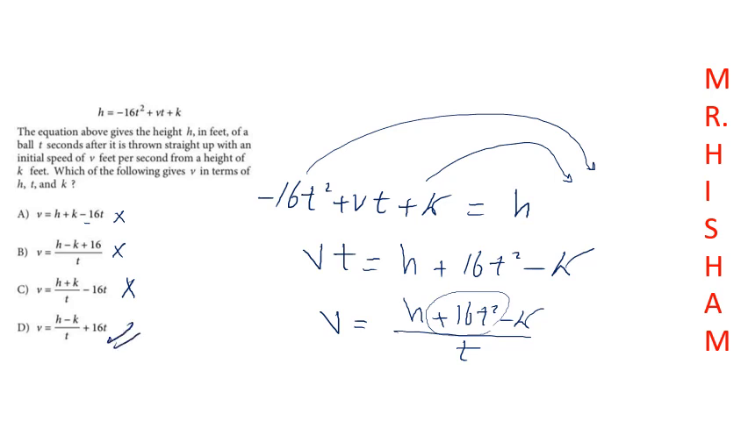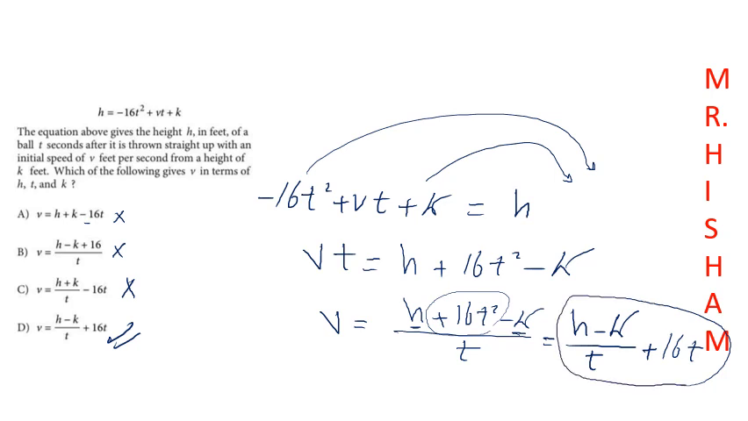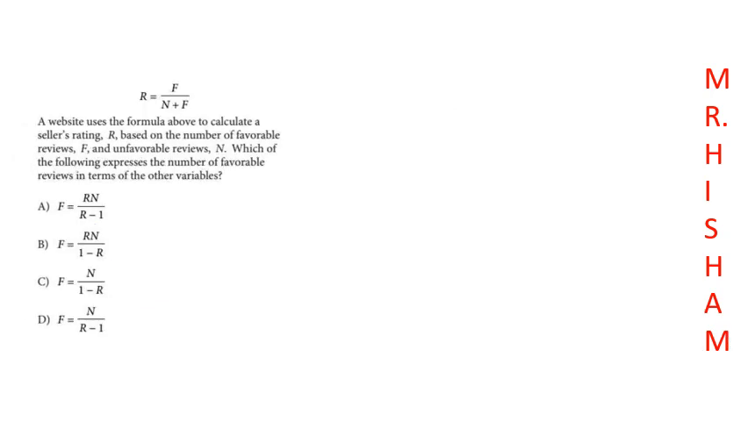How come? First, it's h minus k, so it's h minus k and still over t. And when you divide it, 16t squared divided by t is 16t. So in case you don't want to write that last step, you may think about it and cancel the missing or the wrong answers.